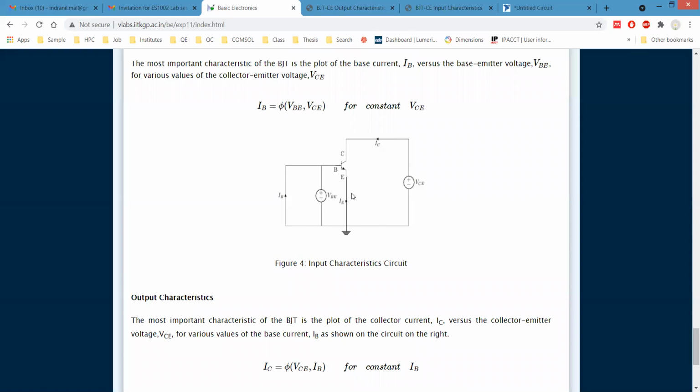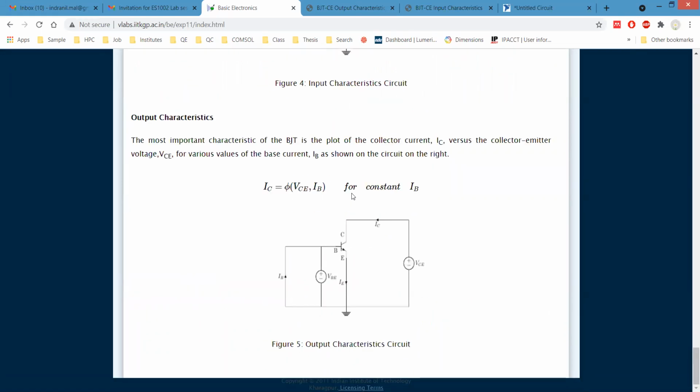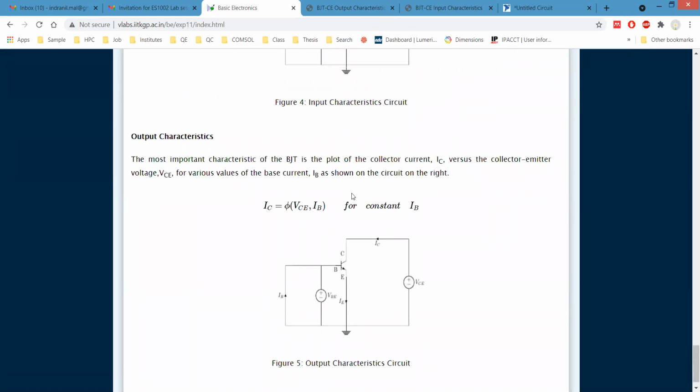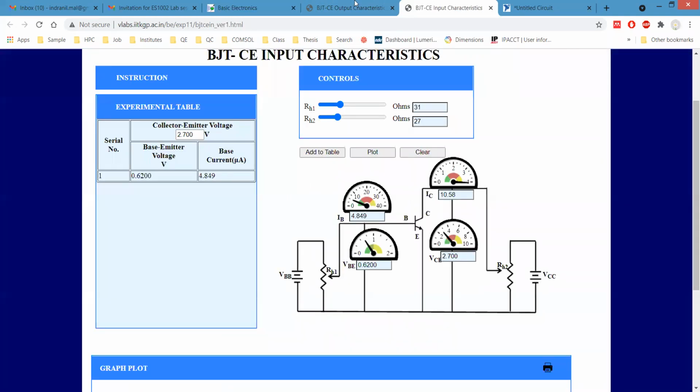Okay, this is for output characteristics that we have to measure. Now, without wasting time, let's simulate the circuit for input characteristics.